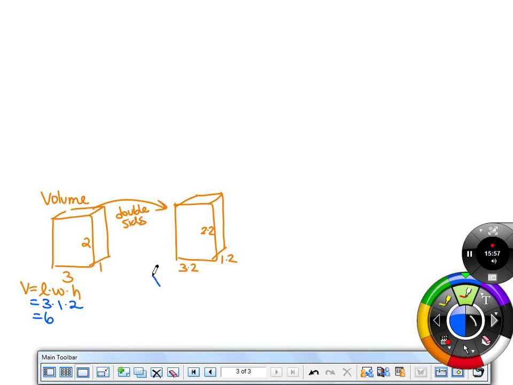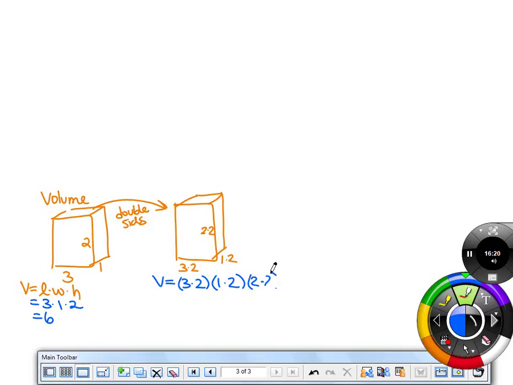If we do the new calculation over here, our length is no longer 3. It's 3 getting multiplied by a 2. Again, I know that that's 6, but I'm trying to show you guys how to do it when it gets a little tougher with variables, so I'm keeping the numbers a little bit separated. The width is no longer 1. The width is 1 being multiplied by 2. And the height is no longer 2. It's 2 being multiplied by 2.